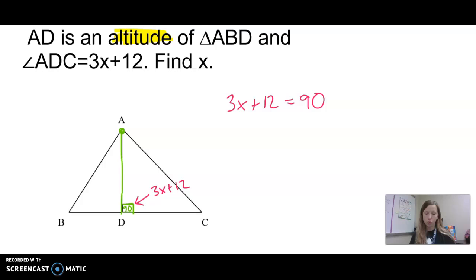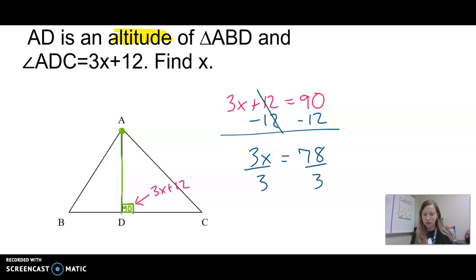So to solve, we subtract 12 from both sides as our first step, because 12 minus 12 is 0. 3x equals 78. And then when we divide both sides by 3, we get that x is 24.